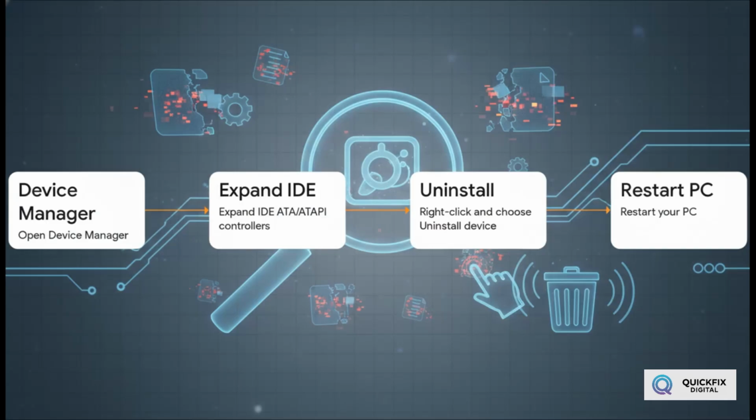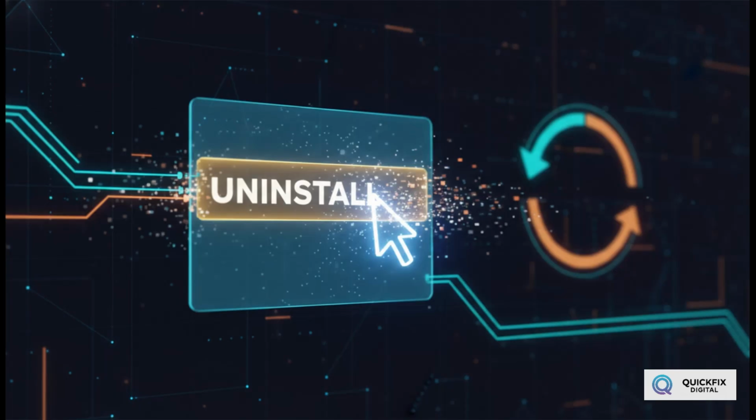If updating fails, the file's probably corrupted. Let's just remove it completely by uninstalling. After you right-click and hit Uninstall, restart your PC immediately to clear it out.